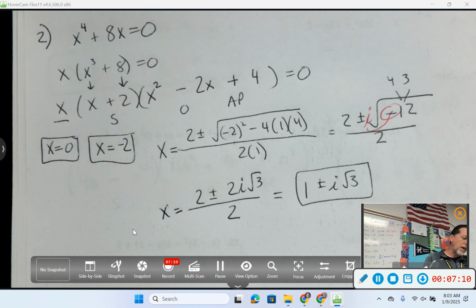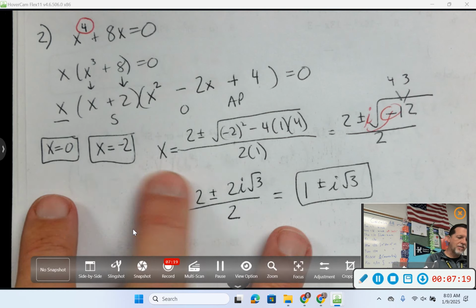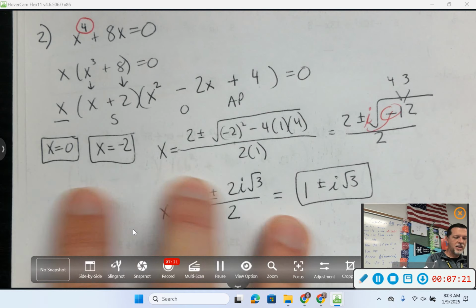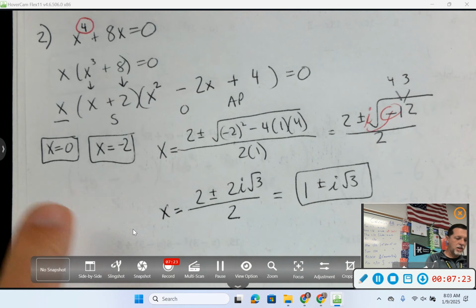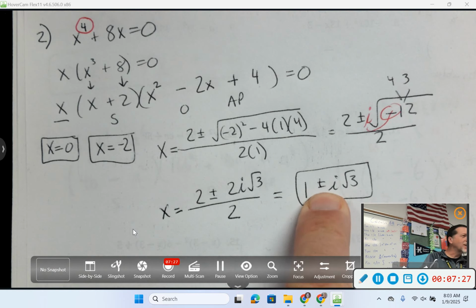Well, at the very beginning, it wasn't a cube; it was a fourth. And how many answers do I have? 4. 1, 2, 3, 4.